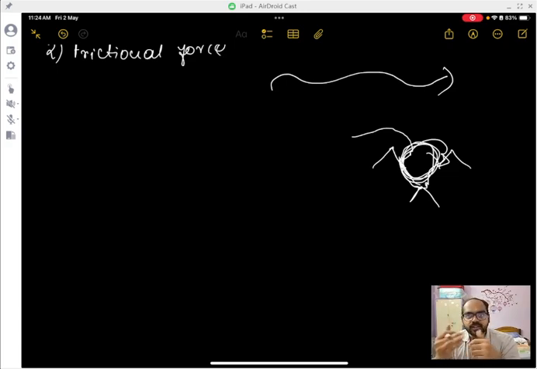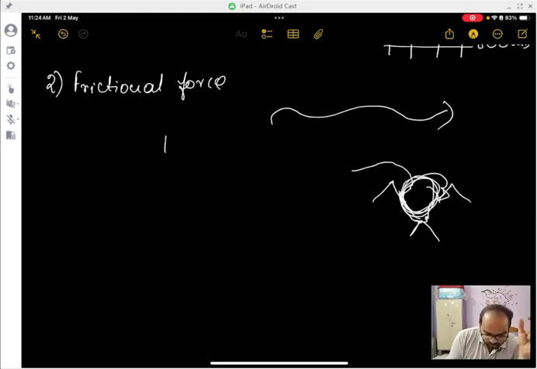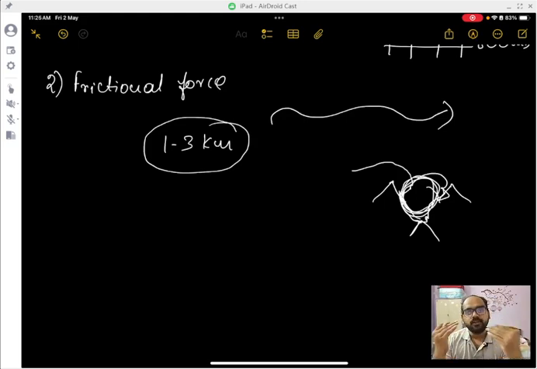Why does this funneling effect happen? Due to friction caused by the mountains. The direction of the wind is changing due to friction. The wind is blowing in one direction, hits a mountain, changes its direction. But this friction is experienced from the surface up to 1 to 3 kilometers from the surface of the earth. Beyond 3 kilometers, there are no relief features affecting the direction of the wind. It can be experienced from 1 to 3 kilometers from the surface of the earth.